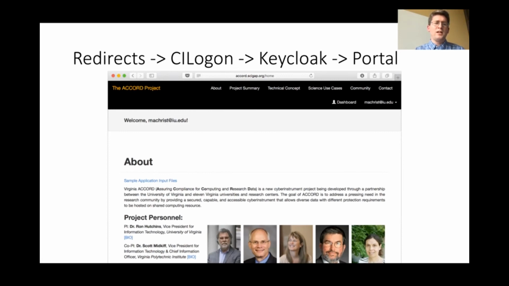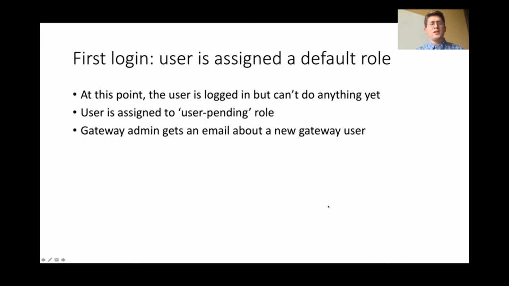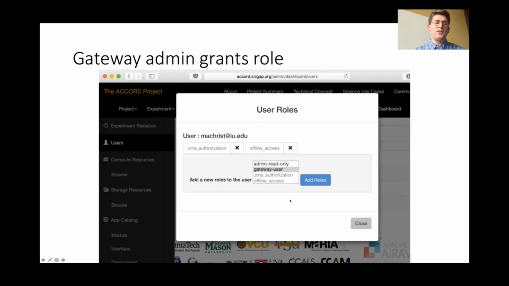Now I'm signed in, but the way we set it up, I can't do anything. On the first login, the user is assigned a default role. We call this role user pending, but it doesn't really mean much other than it's just a bucket, and the gateway admin will get an email, hey, you've got a new user, and can then come in and assign the user to an appropriate role. If the user is going to be an administrator for the gateway, then a gateway admin might assign that user to the admin role. If they're just a regular user, they would assign them to the gateway user role.